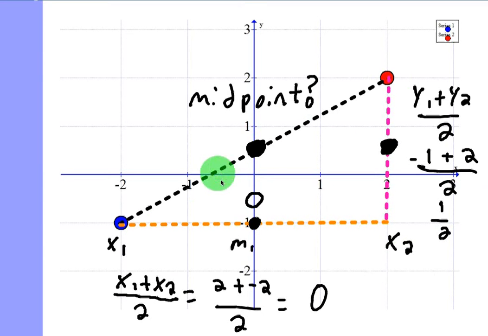In the same way, this blue point has a y value, we can call it y1, and this red point has a y value, we can call it y2. The y value of the midpoint would also be the average of the y values, namely y1 plus y2 over 2. So the x value of the midpoint is the average of the x values, x1 plus x2 over 2. The y value of the midpoint is the average of the y values, y1 plus y2 over 2. So what does that mean? That means we can figure out the midpoint of any 2 points using this illustration.